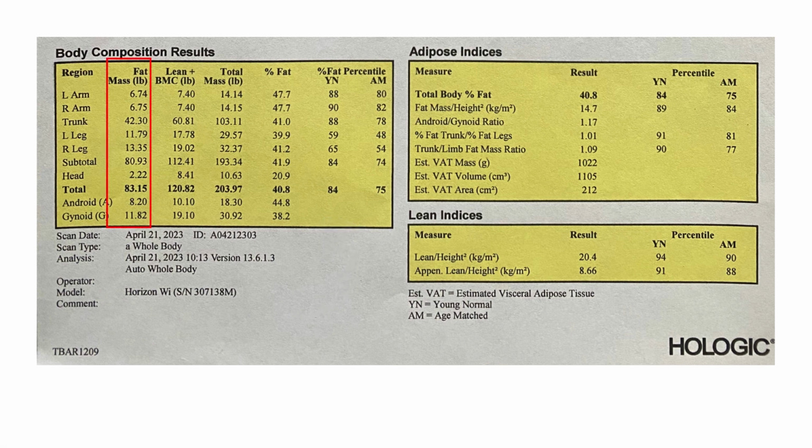It gives you total fat mass in pounds, your lean tissue and body mineral content in pounds, total body mass in pounds, body fat percentage by each of those regions, and then a percent fat percentile based on those 2 populations that I talked about previously in the bone mineral density, the young normal and the age matched. Now, a couple of things to mention here.